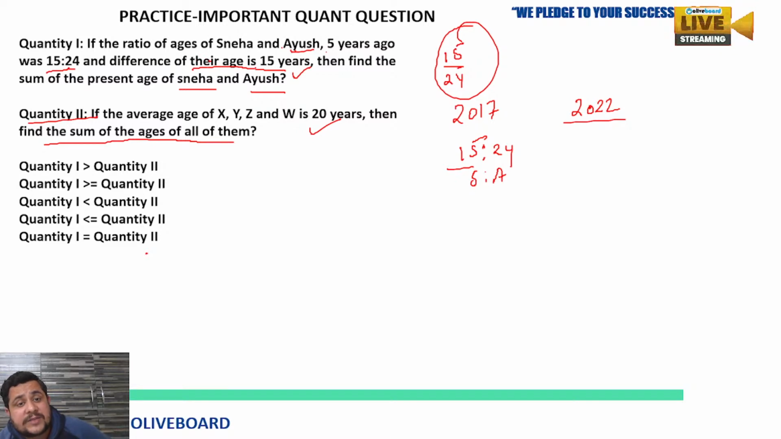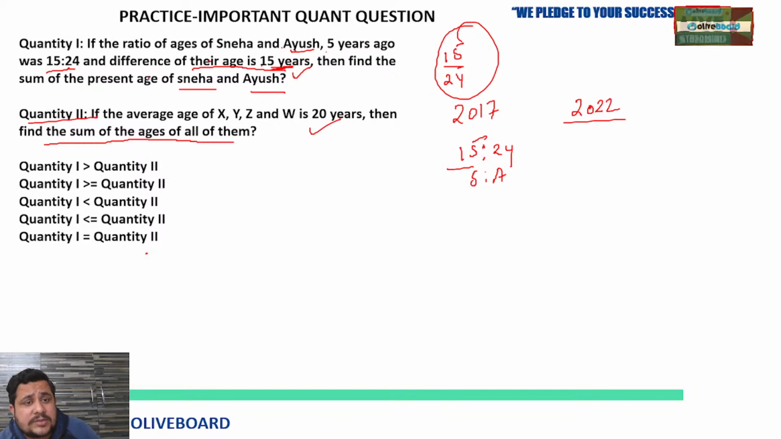And the difference of their age is 15 years. So, the difference of their age in 2017 or 2022, it doesn't matter because the age difference will not change. If your elder sister is 5 years elder than you, then after 10 years also she will be 5 years elder, right? Your age gap will be 5 years only. After 10, 100, whatever, right? So the age difference will not change. Fine. So this is what is given to us.